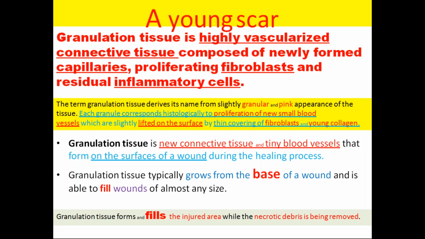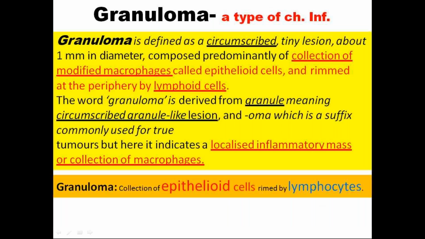And there will be new blood vessel formation, fibroblast proliferation, and collagen deposition. Okay. Granulation tissue is new connective tissue and tiny blood vessels that form on the surfaces of a wound during the healing process. Granulation tissue typically grows from the base of the wound and is able to fill wounds of almost any size. Granulation tissue forms and fills the injured area while the necrotic debris is being removed.